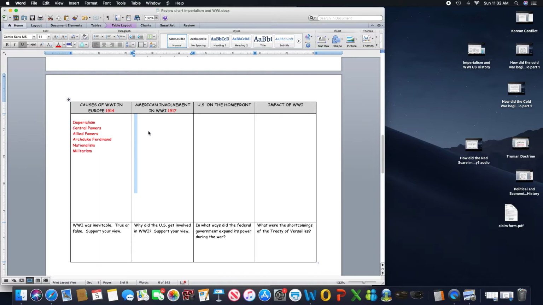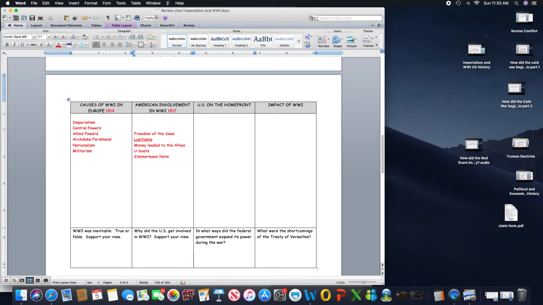The United States gets involved for an entirely different reason. We got involved because we were upset with the use of U-boats and the violation of freedom of the seas. We have the sinking of the Lusitania. The fact that we loaned billions of dollars to the Allies. The use of the U-boats, as I mentioned. The Zimmerman Note, a classic reason to get involved in war. No one can forget that one.